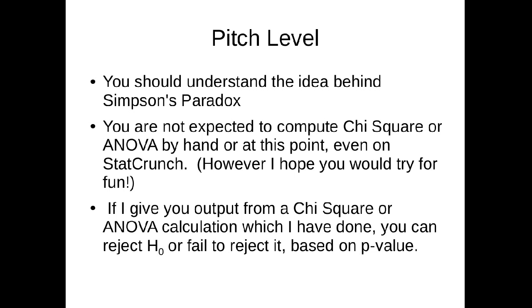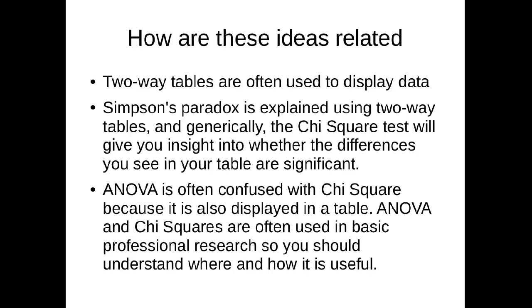However, if you are listening to this and you are in my stats software class, you will be expected to learn that in that course. But as an outgoing Stat 202 student, you would not have been expected to know how to compute that. If I give you an output from chi-square or an ANOVA calculation, you can reject the null hypothesis or fail to reject it based on a p-value. So you can do those two things based on just the p-value and skip over all the details. And so that's the pitch level of this presentation.